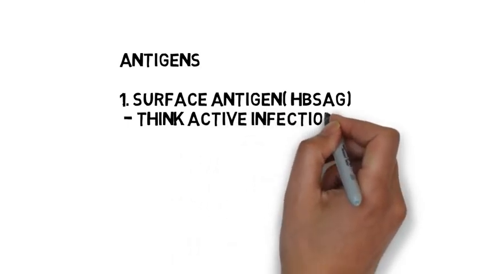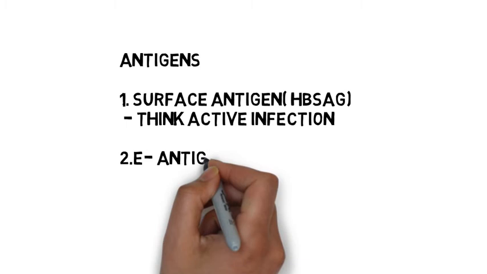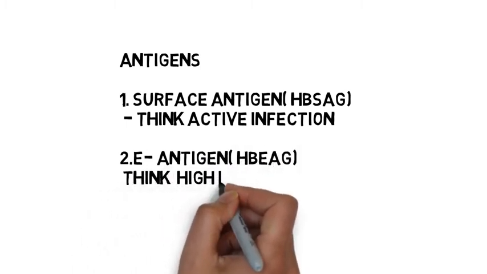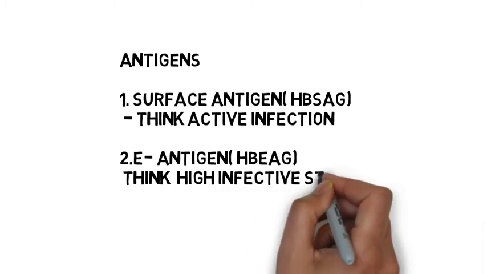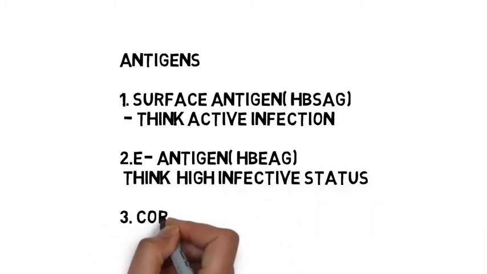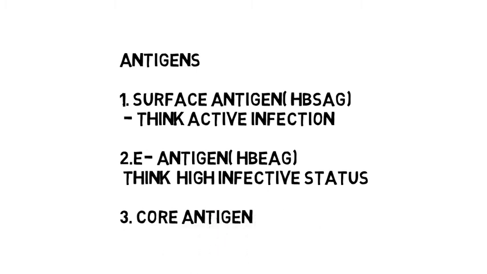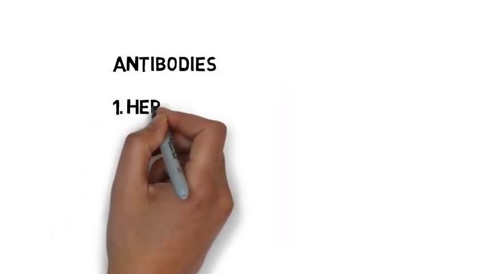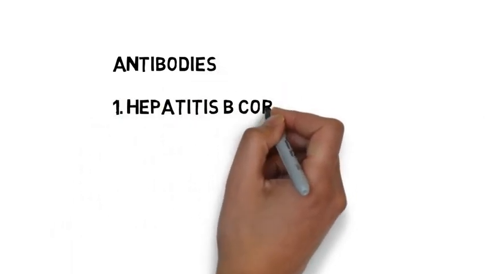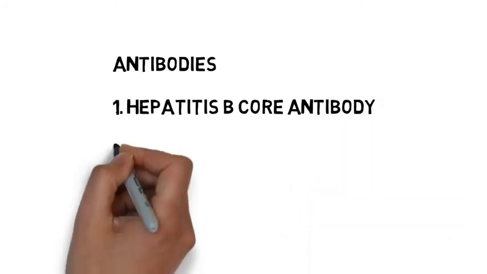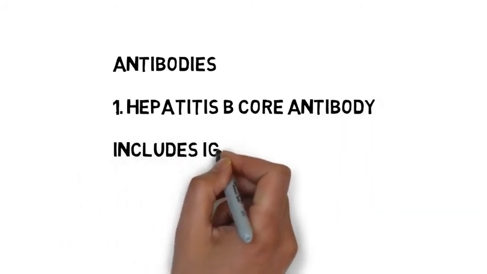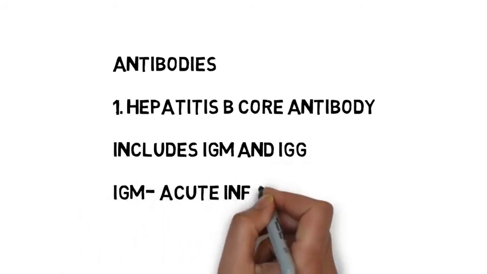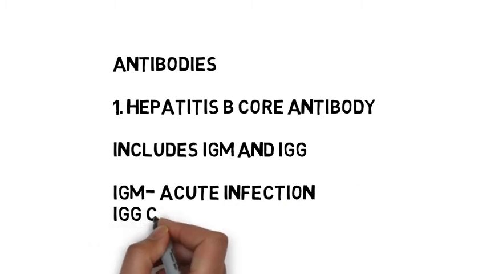Secondly, we have the E antigen. If the E antigen is present, it suggests that the person is very infectious. Thirdly, we have the core antigen. The antibodies of note include hepatitis B core antibodies. These include IgM and IgG. IgM will be present in an acute infection. IgG will be present in a previous infection or in chronic conditions of hepatitis.